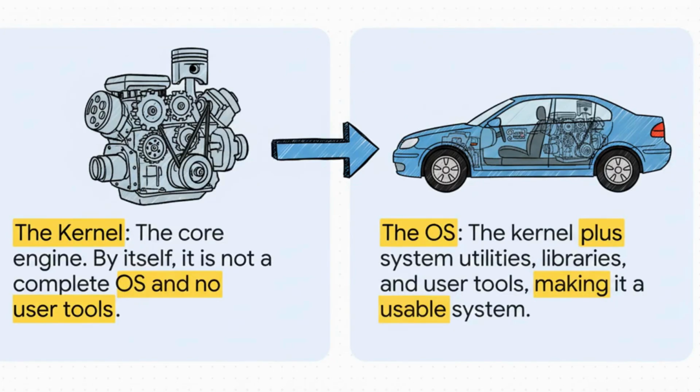A great way to think about this is with Linux. The Linux kernel on its own is like a super powerful car engine. But an engine by itself isn't a car, right? A full Linux operating system, like Ubuntu for example, takes that kernel and adds all the other parts you need to make it a complete, usable vehicle. A steering wheel, seats, windows, the user interface, system tools, all that stuff.